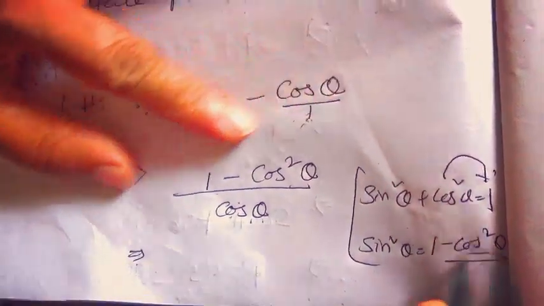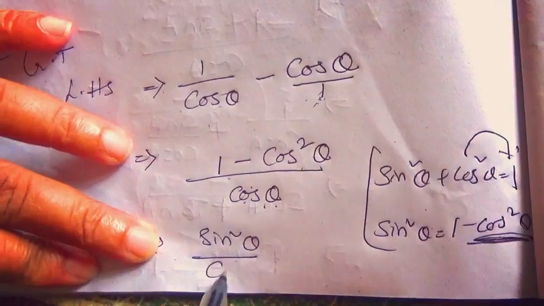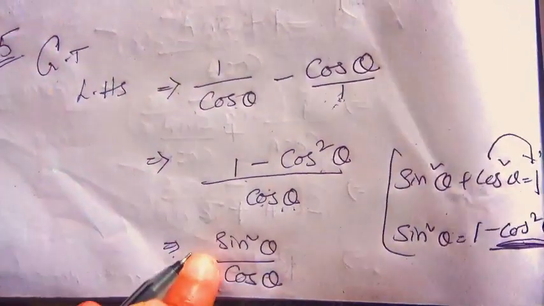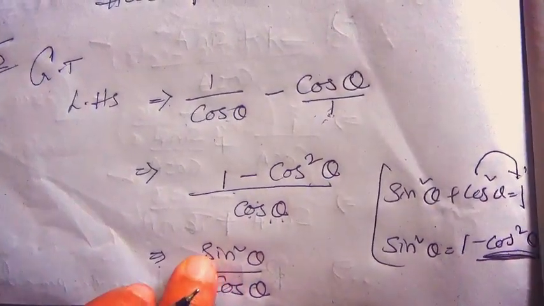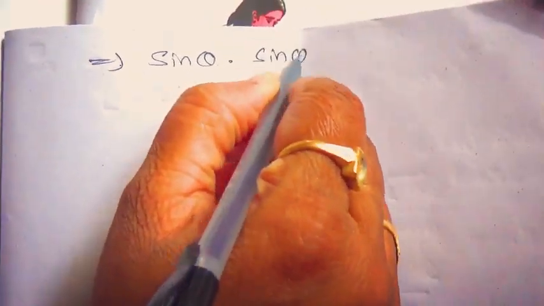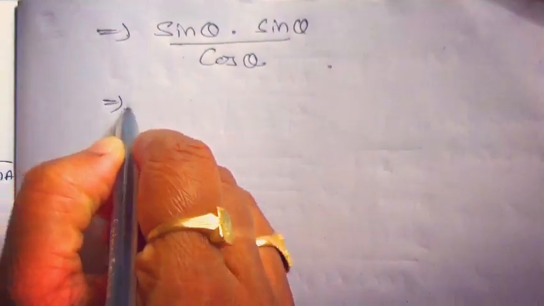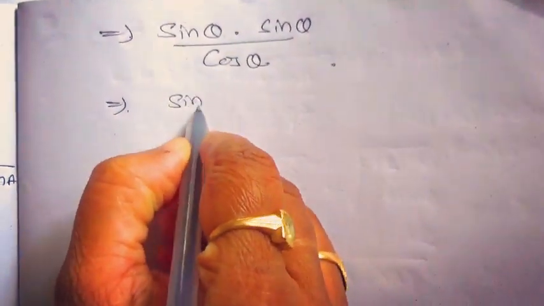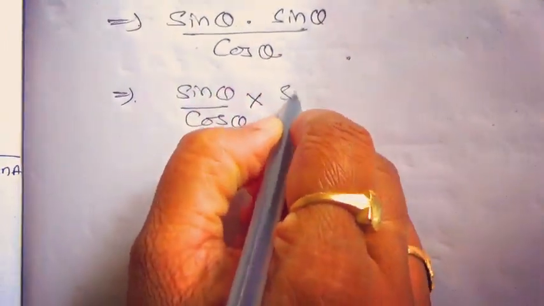In the place of this 1 minus cos square theta, I am writing sin square theta by cos theta. I just separate these squares. Here two sin thetas are there, so sin theta into sin theta by cos theta. We just separate this one: sin theta by cos theta into, only sin theta is remaining here.